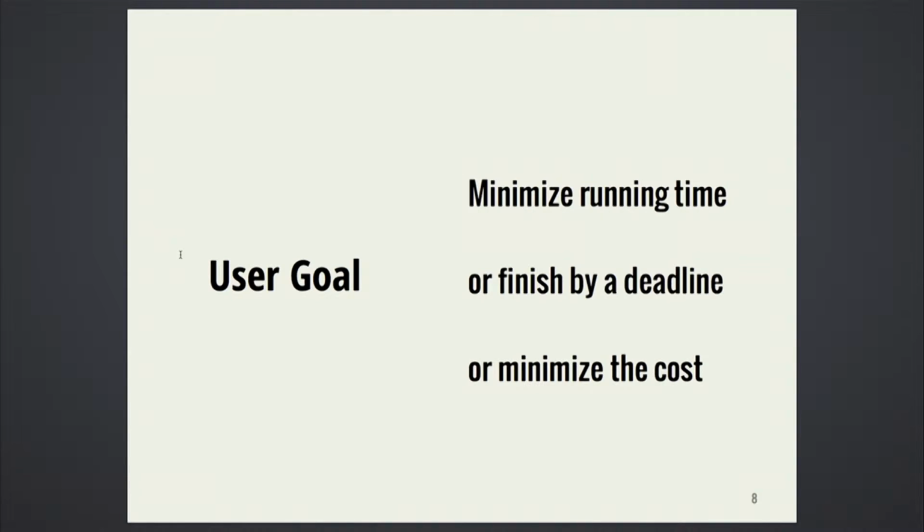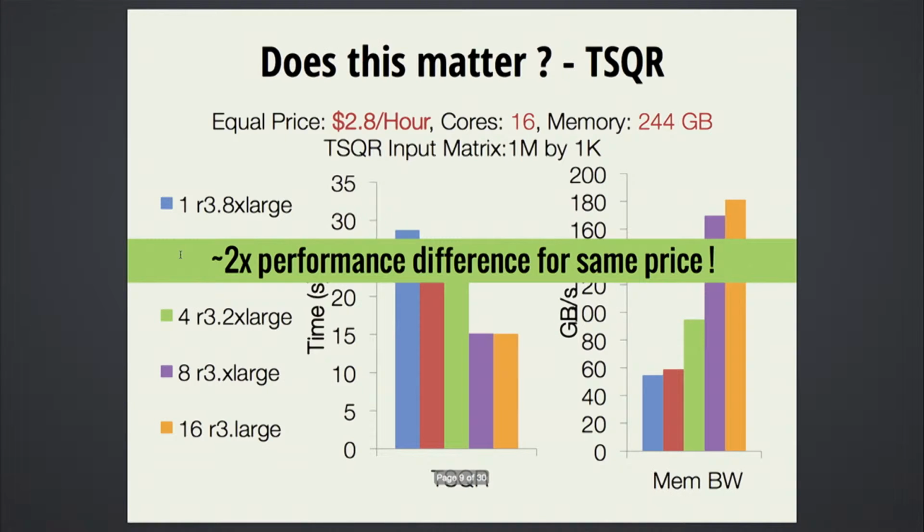So the first question that we asked ourselves was, does this matter? Can you choose any of these instance types and will you get the same numbers? Does it even matter if I use R3.extra large or 4 extra large and so on? So we ran a bunch of workloads across a number of instance types and tried to do some benchmarking to figure out what the performance properties were.